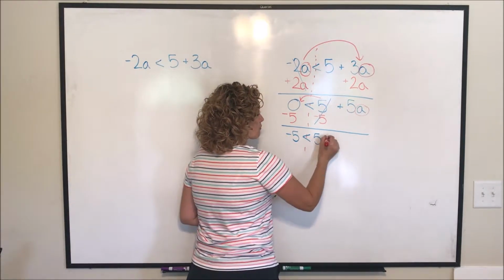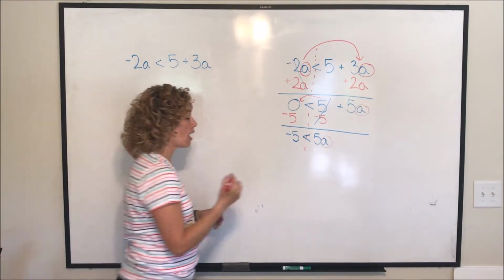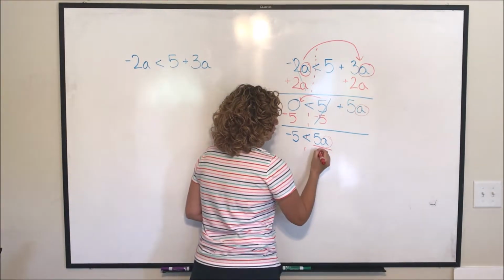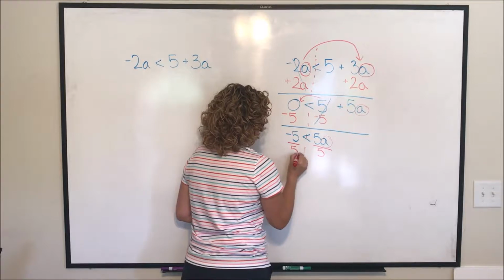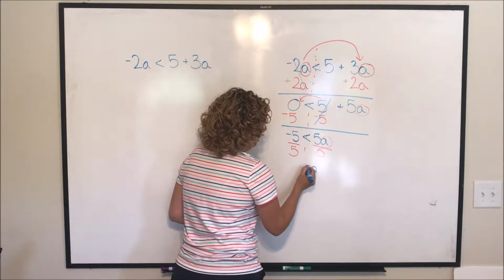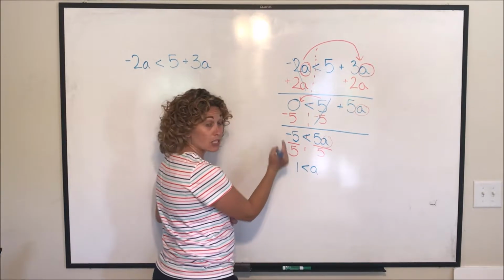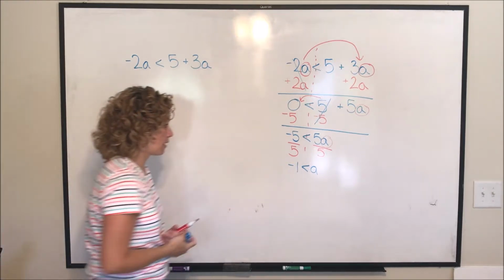You still want to solve for a. This says 5 times a, so you want to do the opposite, which is division. So we're going to divide both sides by 5. That leaves us with a is greater than 5 divided by 5 is 1, and we didn't touch that negative sign, so it's going to remain.